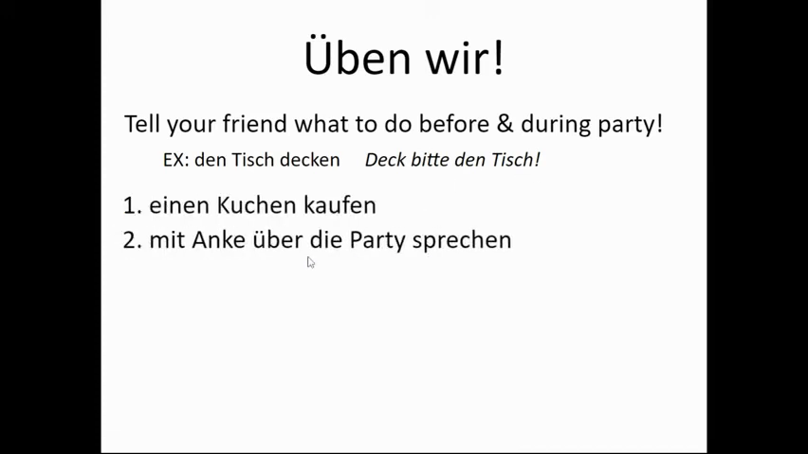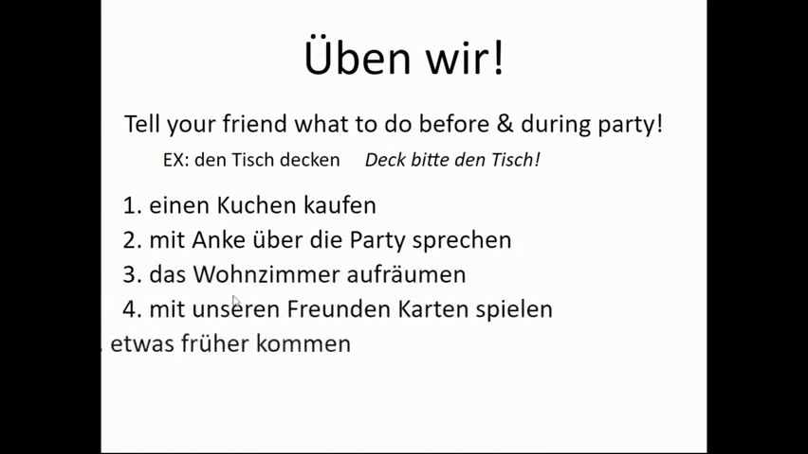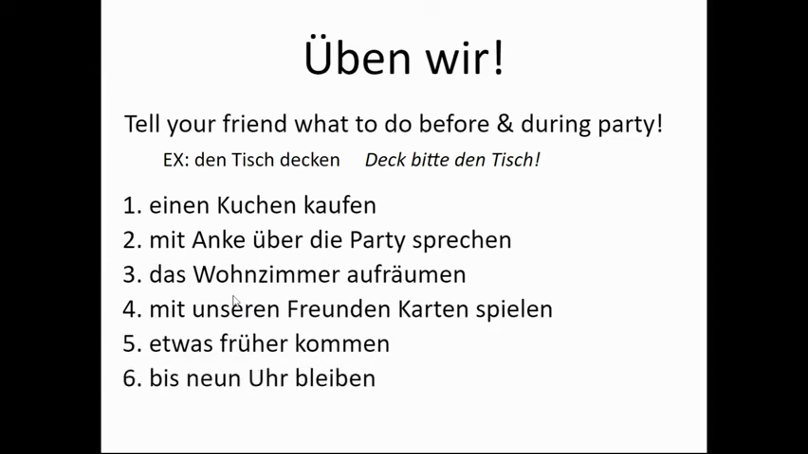Here's Nummer 1. Einen Kuchen kaufen, right? Kaufen's the verb. Take off the en. Kauf einen Kuchen, okay? Buy a cake. All right, why don't you stop the video right now and give yourself a chance to practice these, right? Sprechen is the verb. Take off the en. Have the predicate.